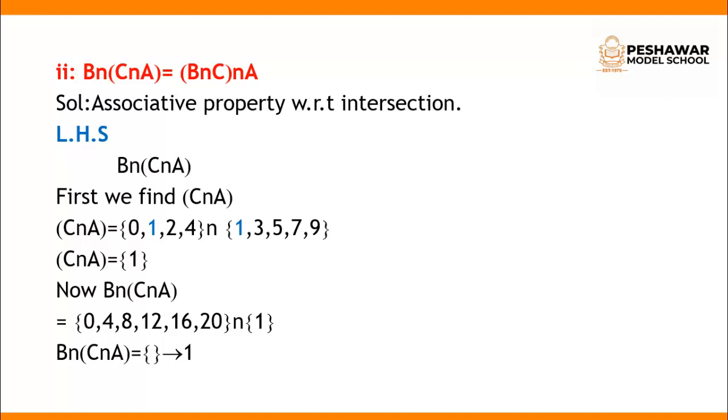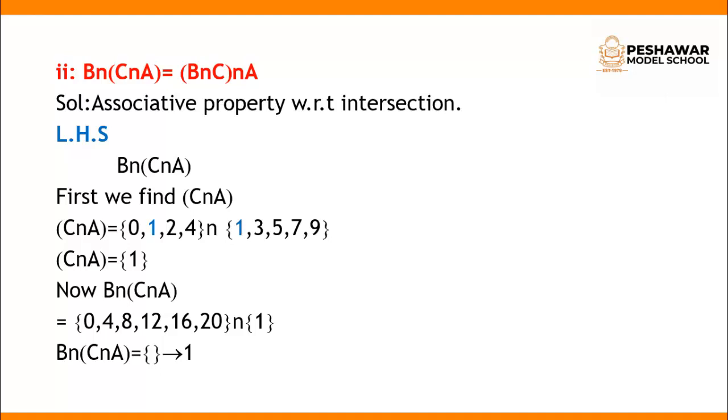Now come to the next question. B intersection bracket C intersection A is equal to bracket B intersection C intersection A. In this law, you have to use C here. There are three sets, set A, set B and set C, and we have to solve the operation that is intersection. And intersection means we have to take the common elements.